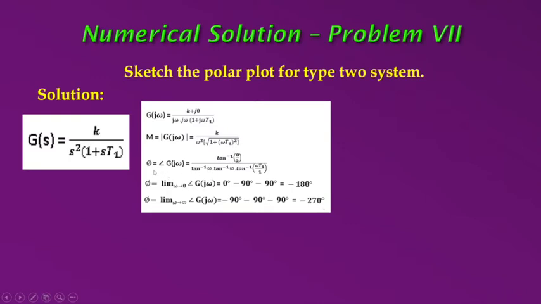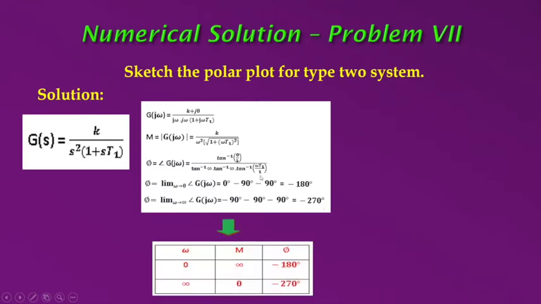Then taking phase angle. Phase angle equal to tan inverse 0 by K, that means 0. Then minus tan inverse for that part omega by 0, that means infinity, and for another j omega, this is tan inverse infinity. Then for that part, this is tan inverse omega T1 by 1. Then taking this table, when omega equal to 0, then this magnitude is infinity. When omega is infinity, then this magnitude is 0.